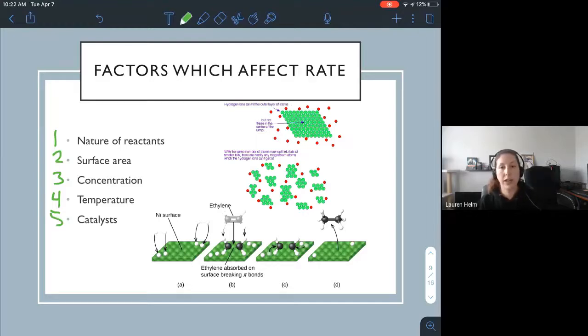So the nature of the reactant, how reactive they are. For example, sodium is highly reactive with water. That's part of the nature of what that reactant is. That's going to be a very rapid reaction. Whereas we could look at something like hydrogen, which is less reactive than sodium. So that's just by the nature of what those elements are.